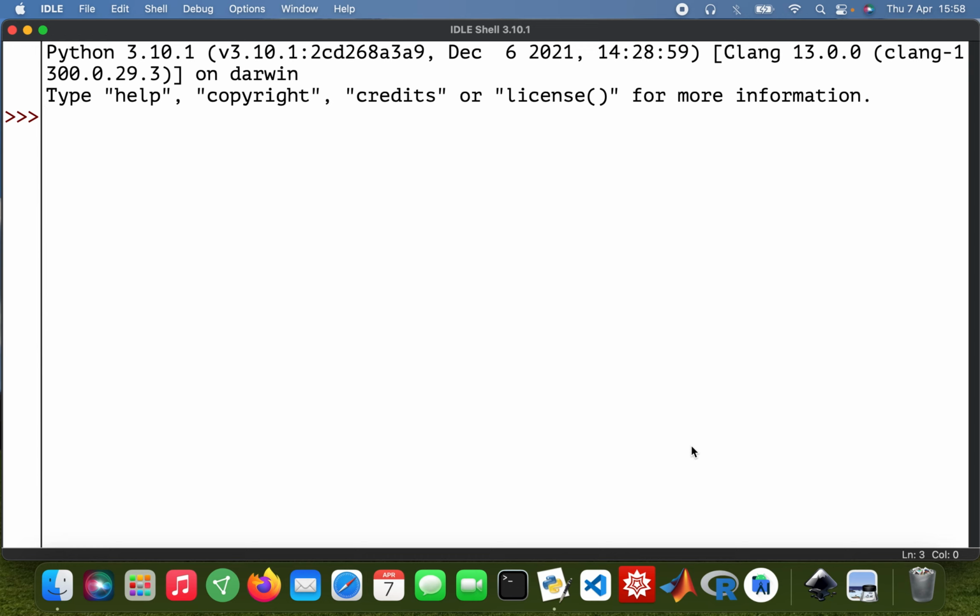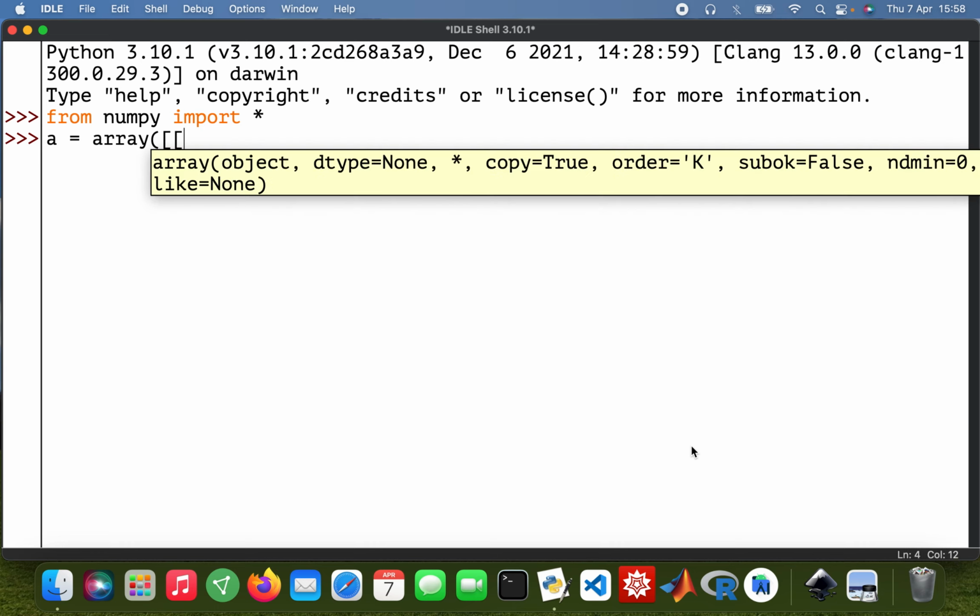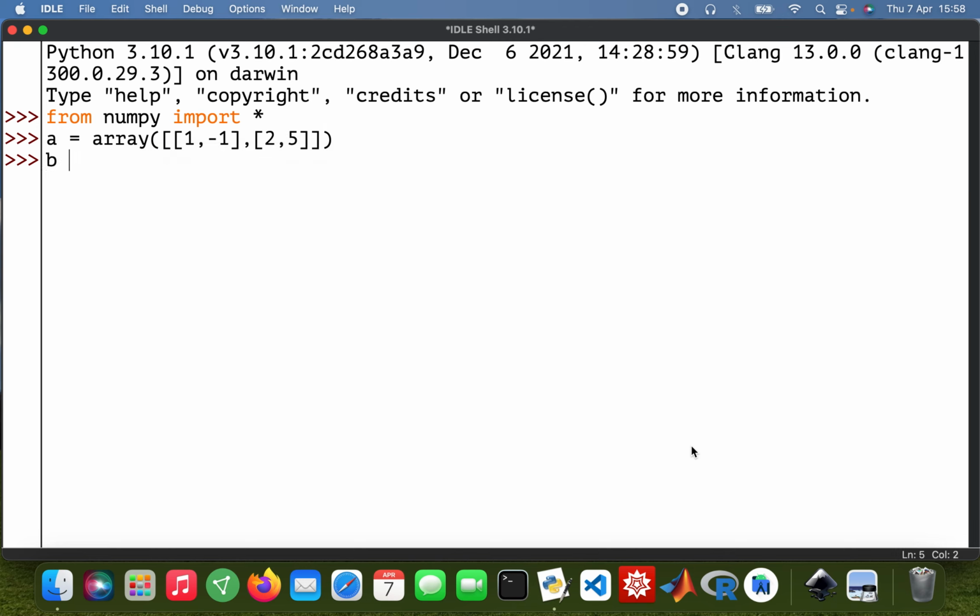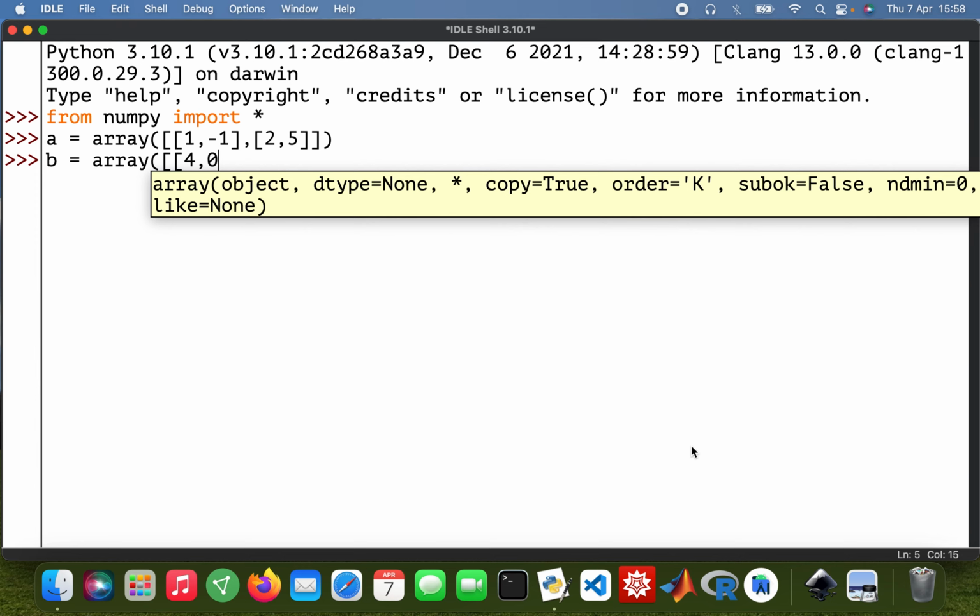Cool. So let me start off by importing the package. So from NumPy, import, and it's linalg there. Okay, then I've got an array. So my array A will be, right, so just random numbers, 1, minus 1, and then 2, 5. And then B, my array, will be 4, 0, and then 3, 1.